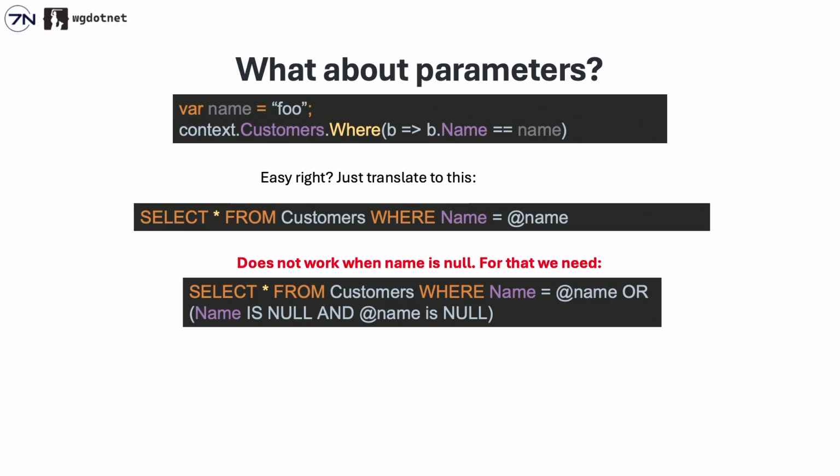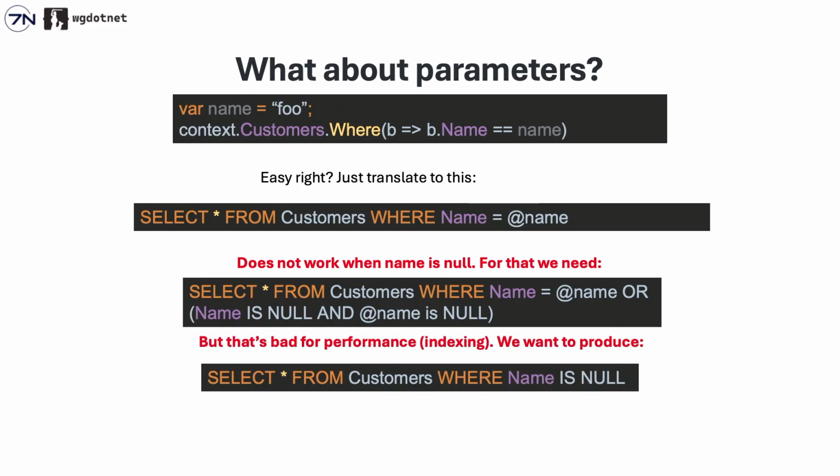However, and this is important, in this specific case, we can do better. Adding this kind of stuff is a little bit too much in terms of perf. It's going to compromise too much the perf of this query, and it's basically going to not allow us to use an index efficiently. So we want to be able to do better, and we can. What we actually want to do for this case is to generate where name is null when we know that the parameter is actually null.